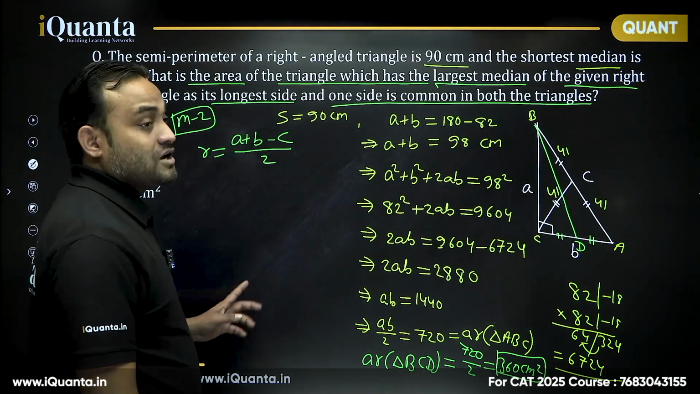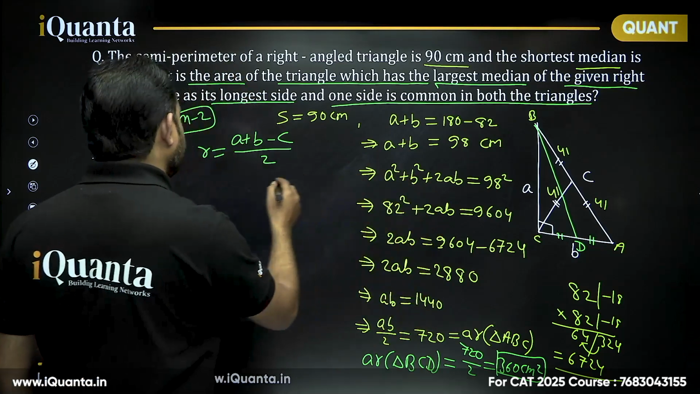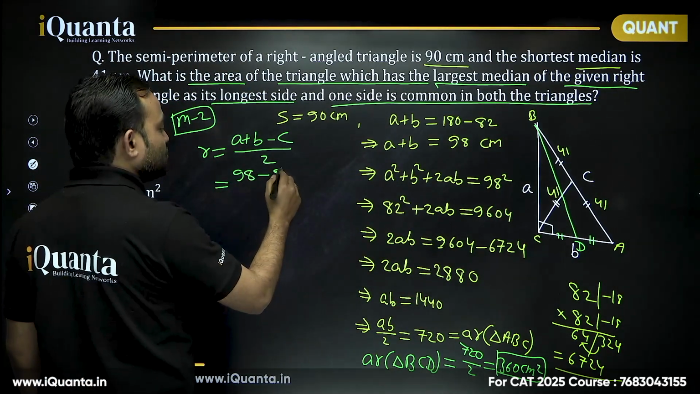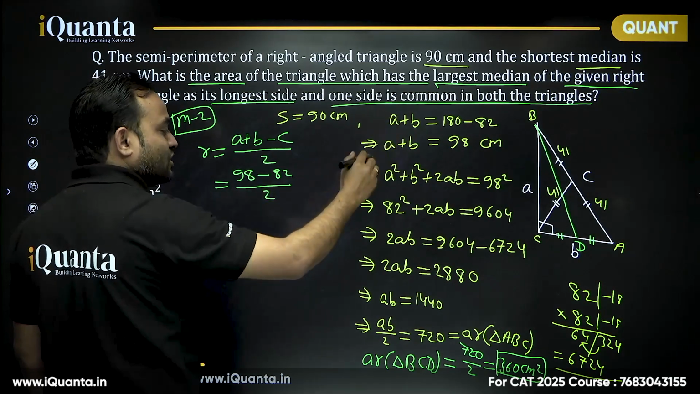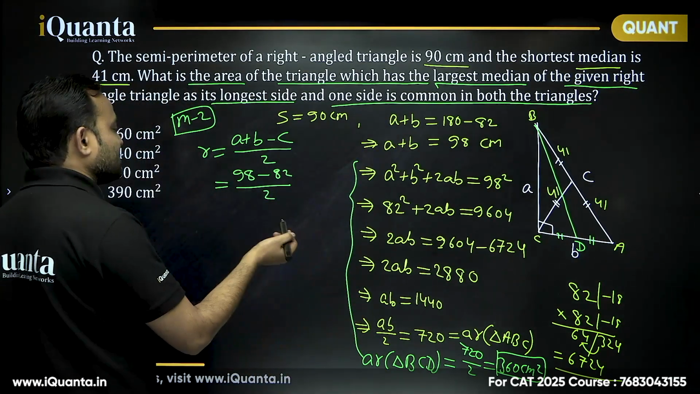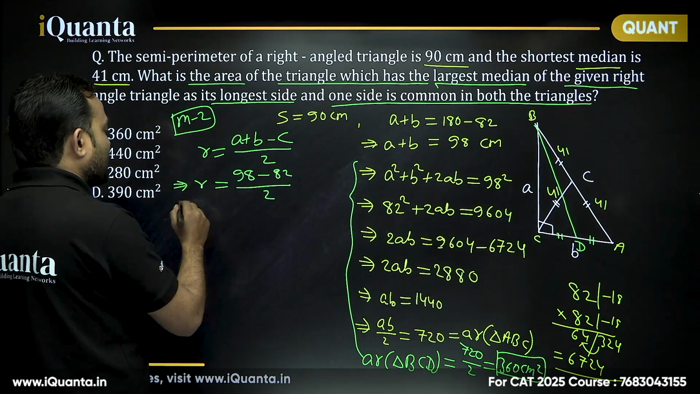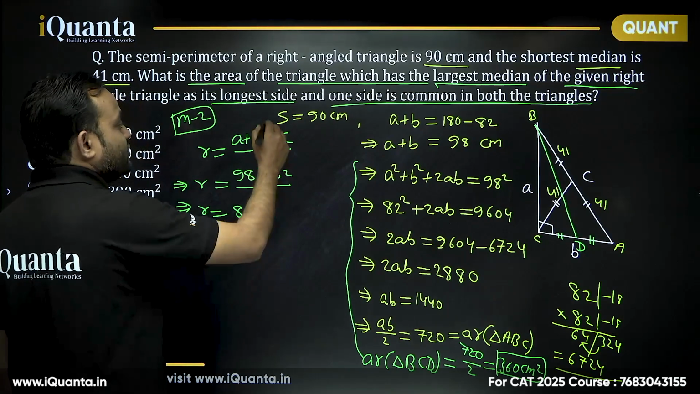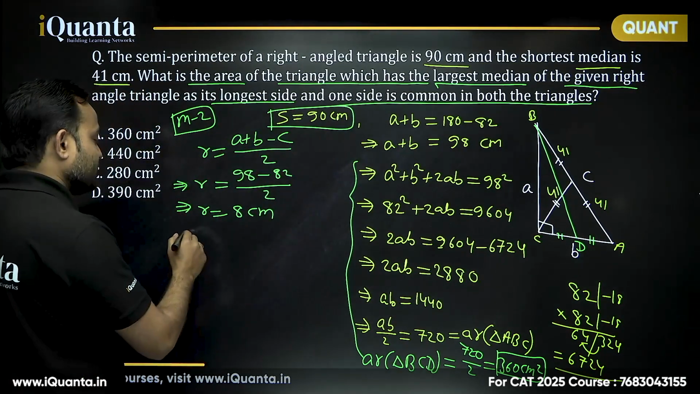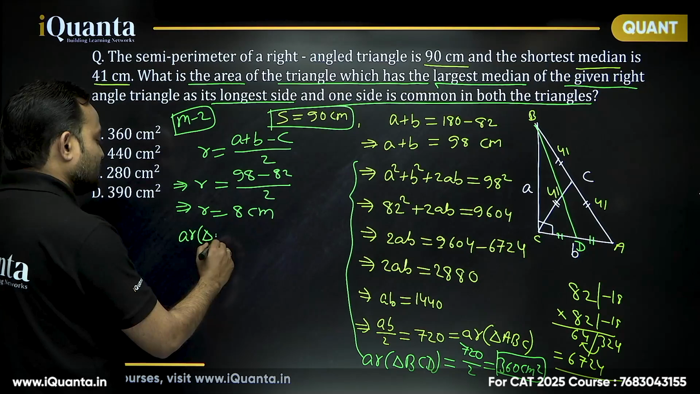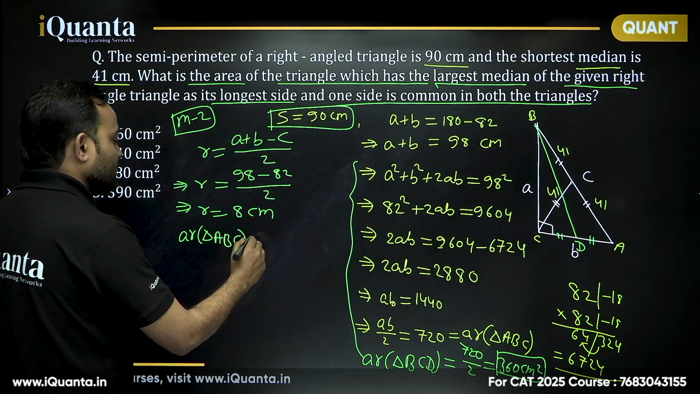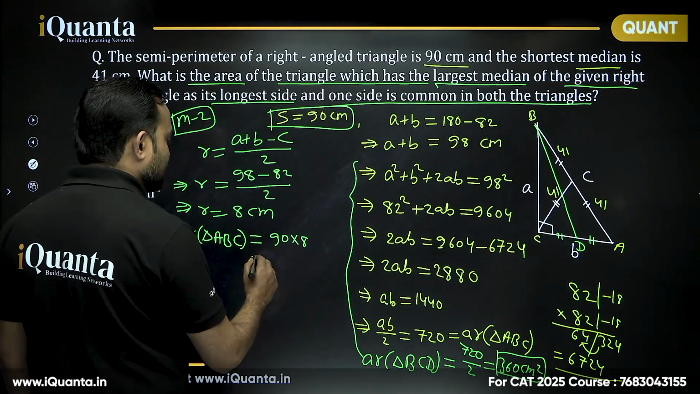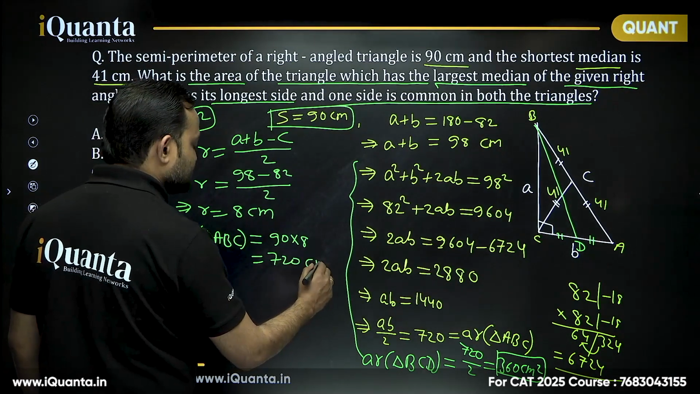Second method. Now think about this. We know a plus b is 98 and c is 82. Now we got these values initially only. You don't need to do all of this. We can say R is equal to 16 by 2, that is 8 centimeter, and we already have S. So can we say that area of triangle ABC will be equal to R into S, which is 90 into 8, that is 720 centimeter square.